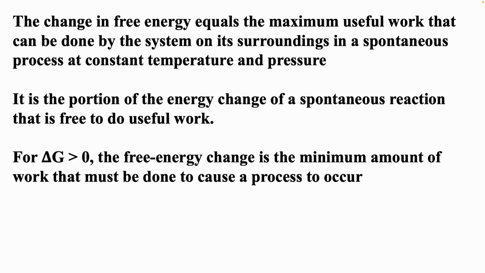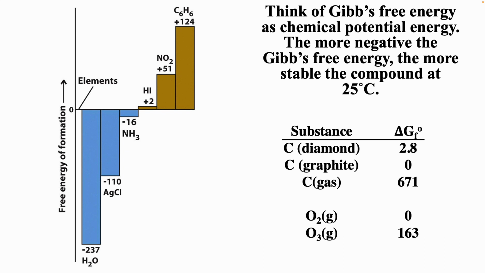So change in free energy equals the maximum amount of work that can be done by the system on its surroundings in a spontaneous process at constant temperature and pressure. It is the portion of energy change of a spontaneous reaction that is free to do useful work, hence the term free energy. For delta G greater than 0, the free energy change is the minimum amount of work that must be done to cause a process to occur. And so we can think about delta G in terms of processes. We can also think about delta G in terms of compounds.